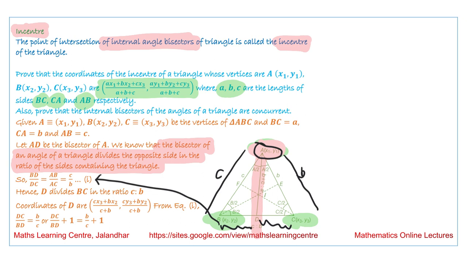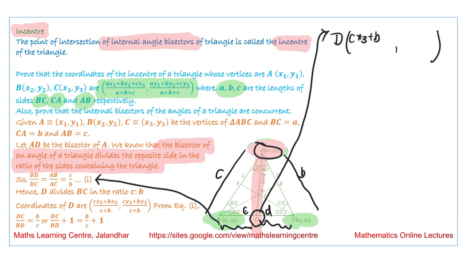So if we have to calculate the coordinates of this point D, we use the result that this side is being divided in the ratio c is to b. So the coordinates of point D are given by (c x3 + b x2) divided by (c + b), and the y coordinate is given by (c y3 + b y2) divided by (c + b).